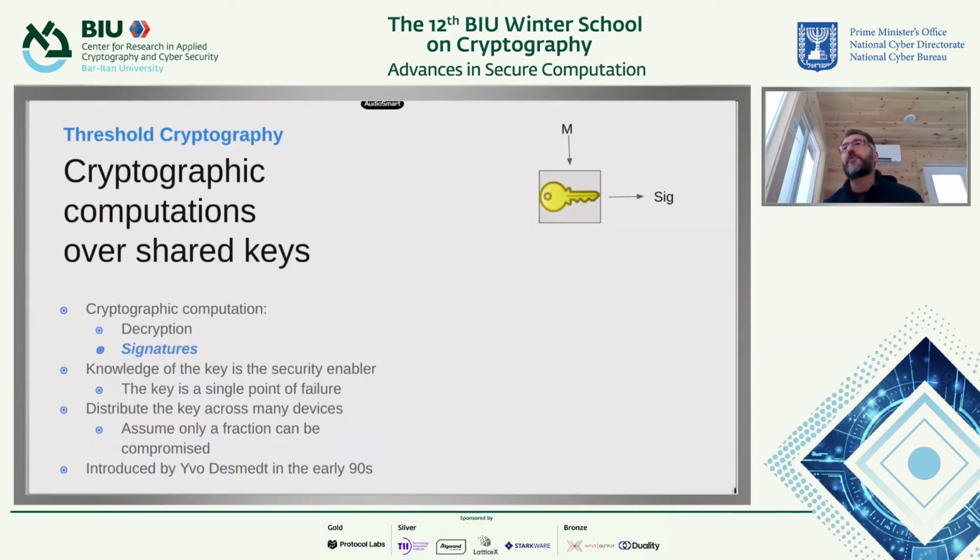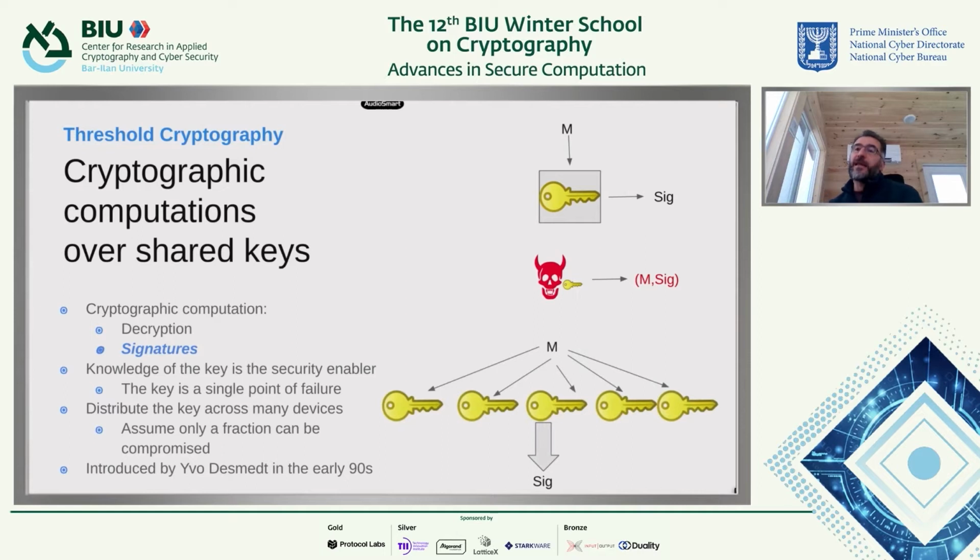There's a key, there's a message, and knowledge of this secret key gives you the signature. If the adversary learns the key, you can forge. What we would like to have is to put this key in many different devices, and obviously not the whole key, and I'll get to that in a minute, and the devices have to somehow coordinate to compute a signature.